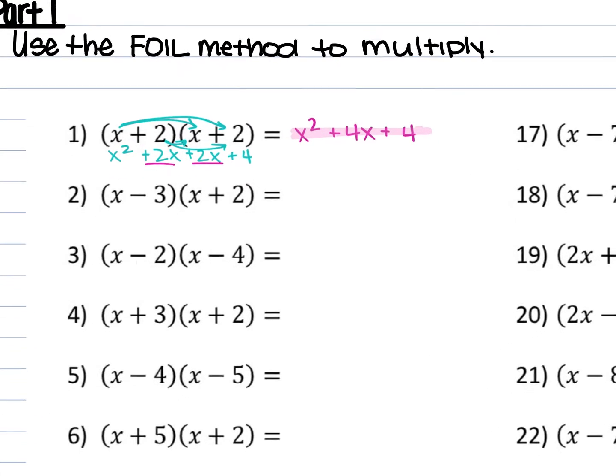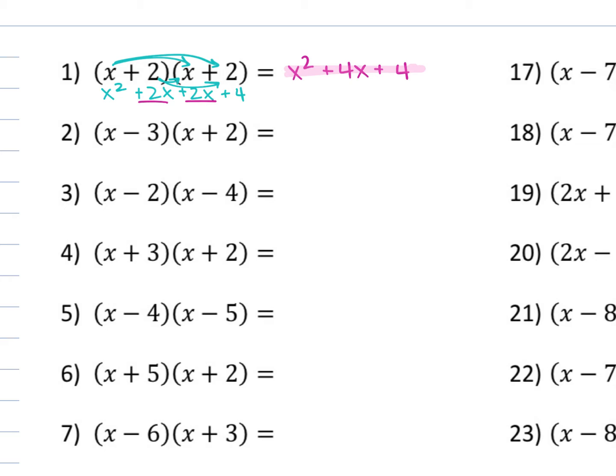For number 2, we have x minus 3 times x plus 2. So we're going to take the x, multiply it in. So x times x is x squared. Then x times 2 is 2x. And we'll take the negative 3, multiply it in. So negative 3 times x is negative 3x. And negative 3 times 2 is negative 6. So again, we're going to combine like terms, which are the 2x minus 3x, which gives us x squared minus x minus 6.